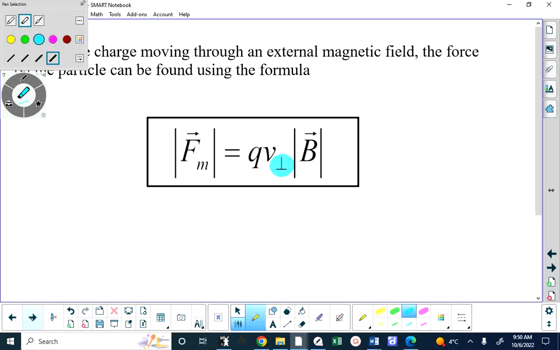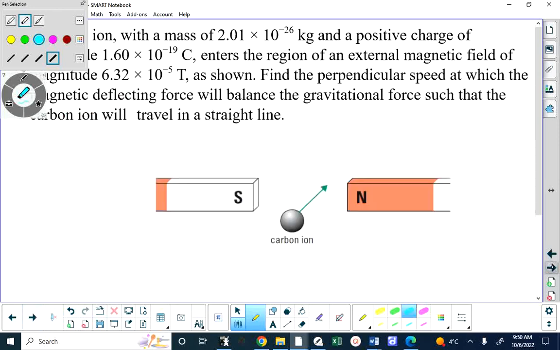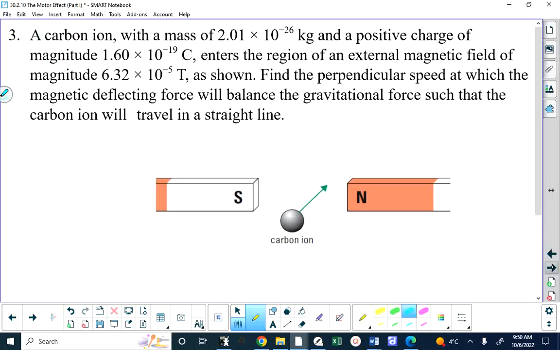So let's move on now. We did example 1, we did example 2. Let's take a look at example 3. A carbon ion is moving in the direction shown. I don't really care for how that's drawn.